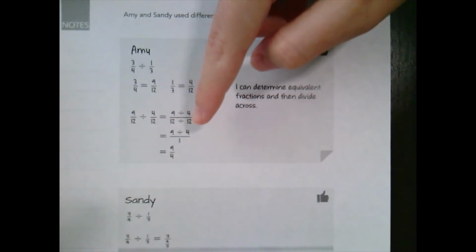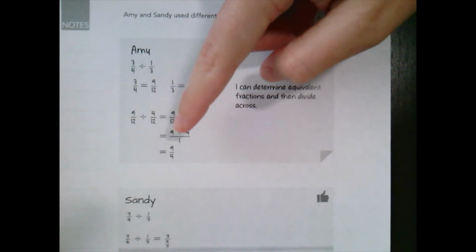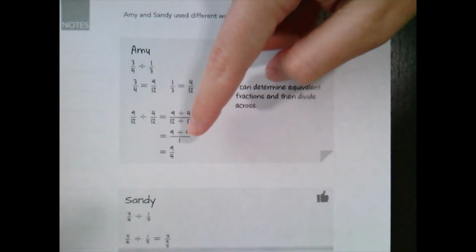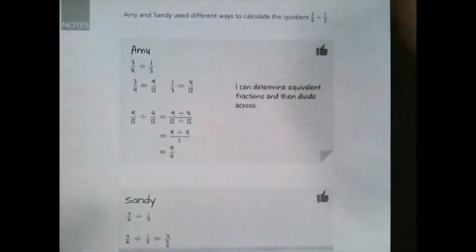Now we have two fractions with the same denominator. The numerator is 9 divided by 4, and then the denominator is 12 divided by 12. 9 divided by 4 is 9/4, and 12 divided by 12 is 1, so the quotient of this whole thing is 9/4 over 1, which is just the same thing. So the answer is 9/4.